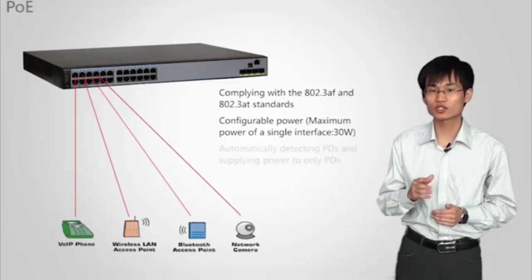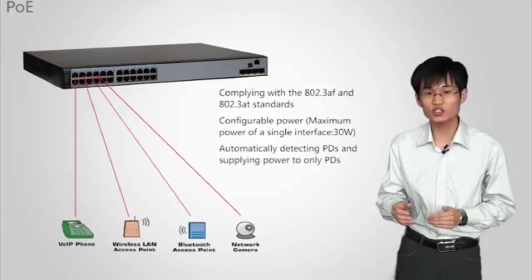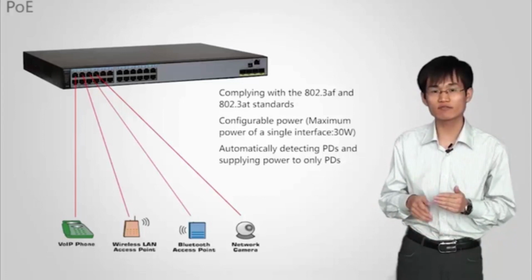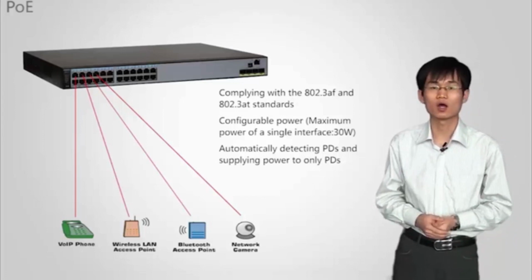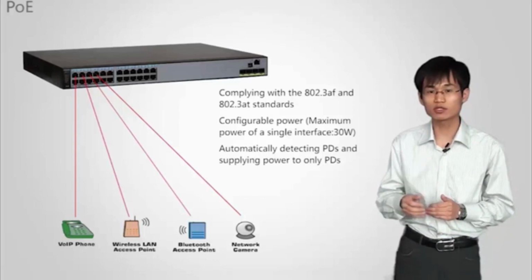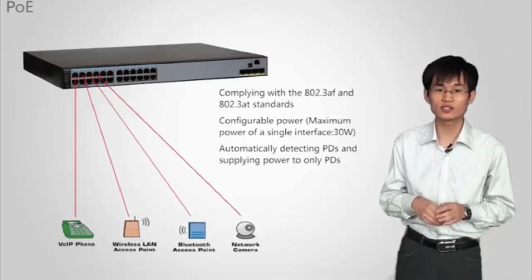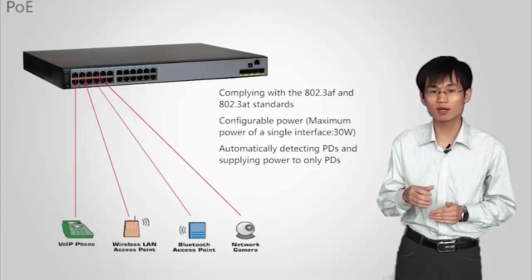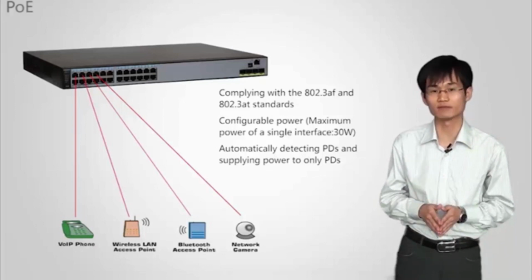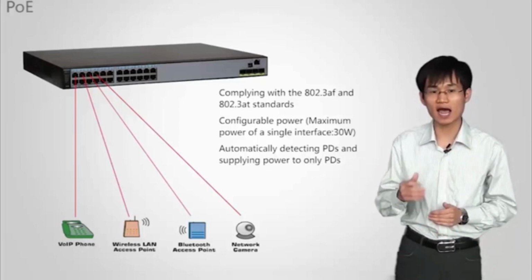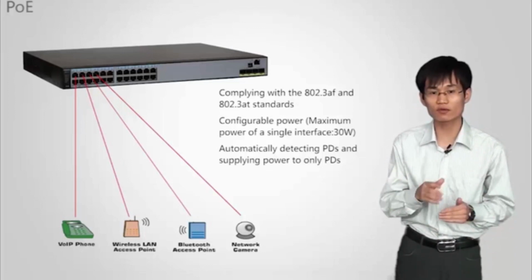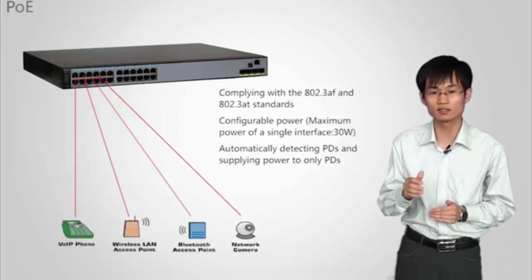The PWR series switches support intelligent power management and allow the priority configuration for interfaces. When the total power consumption of PDs exceeds the total power supported by the PSE, the PSE supplies power for the PD with a higher interface priority. If the interfaces have the same priority, the PSE supplies power first for the interface with a smaller interface number.